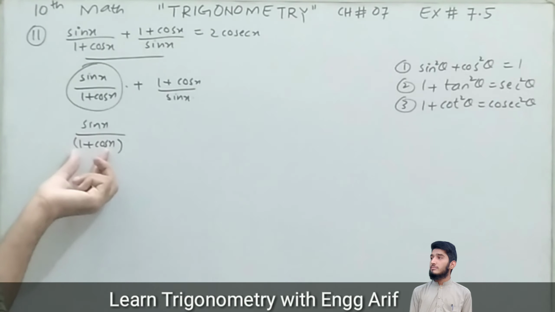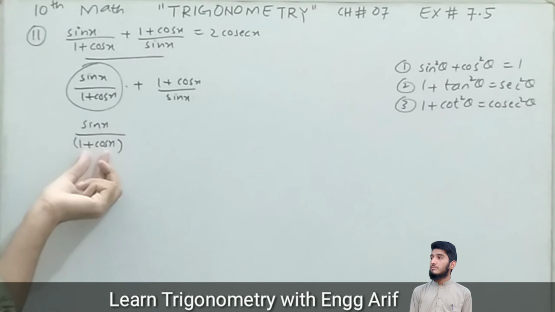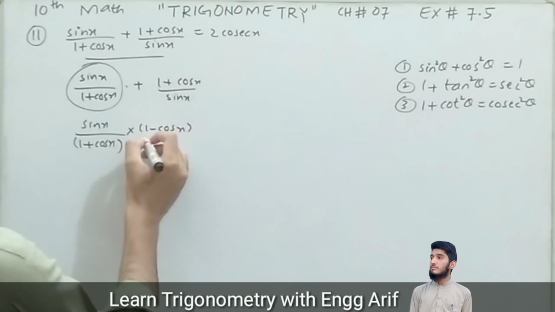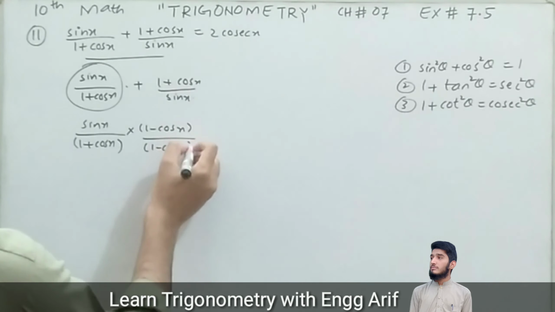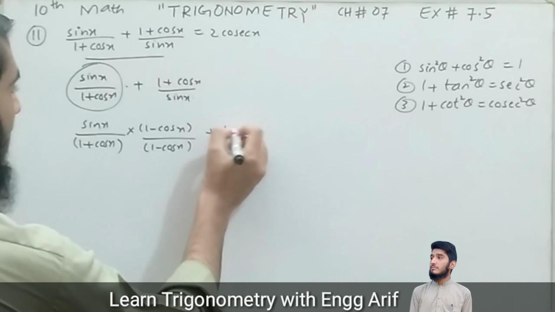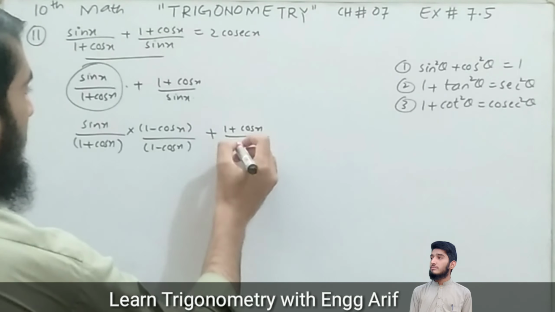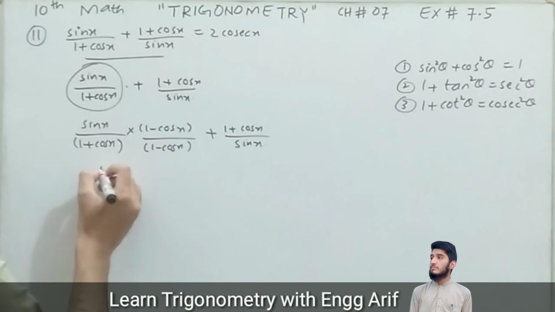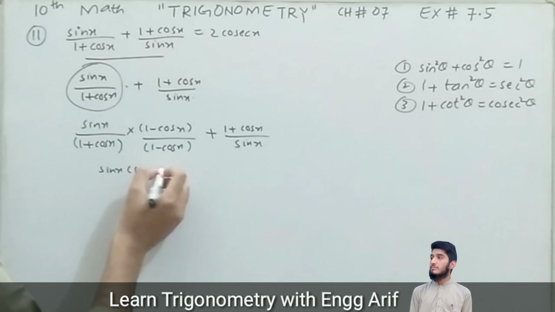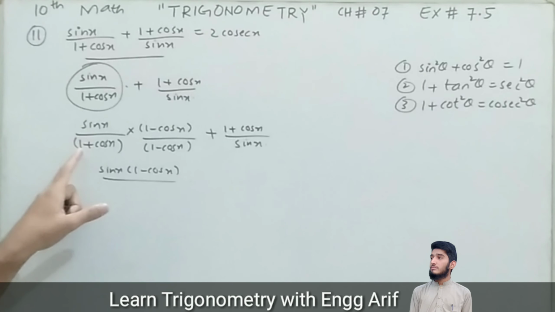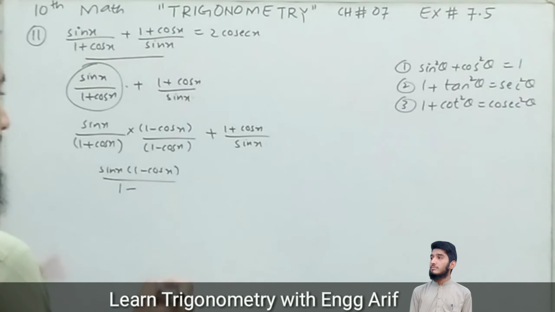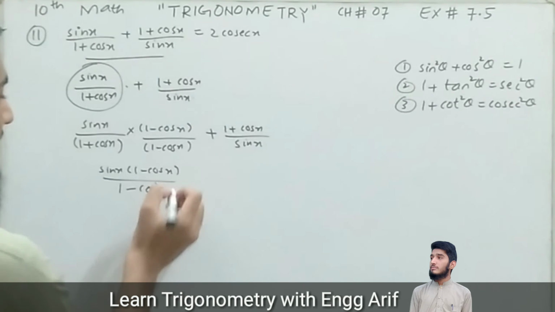So in the denominator we have 1 plus cos x, so I will multiply the conjugate of 1 plus cos x and also divide with the same 1 minus cos x. So 1 minus cos x divided by 1 minus cos x. And plus over here we have 1 plus cos x divided by sin x. So when sin x multiplies with 1 minus cos x, it becomes sin x into 1 minus cos x. In the denominator we have the formula a plus b into a minus b gives us a square minus b square. So a square gives us 1 and minus b is cos x, so its square will become cos square x. So it is 1 minus cos square x.